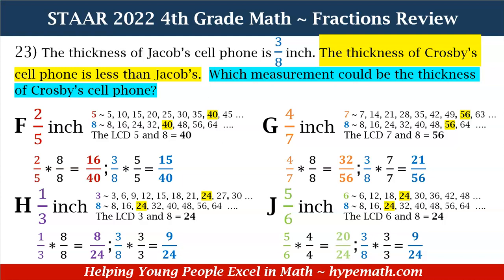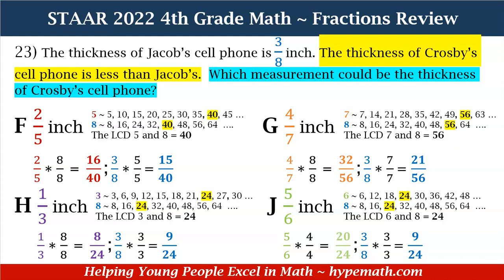Now let's look at J, 5/6. We have 6 and 8 for our denominators, so we need to ask ourselves, what is the LCD of 6 and 8? It is 24. So now we can find our equivalent fractions. Let's start with 5/6. We see that 4 times 6 is equal to 24. So we're going to multiply our numerator and denominator by 4.